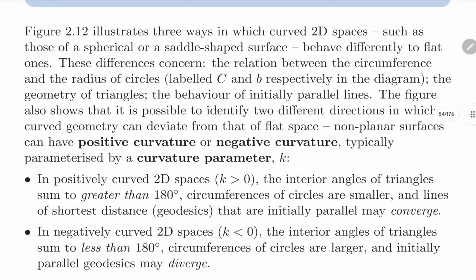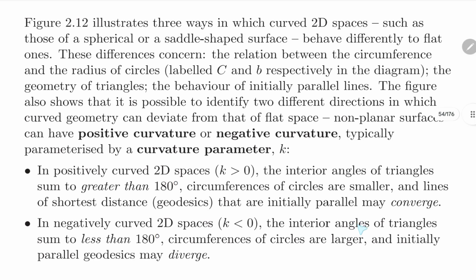Figure 2.12 illustrates three ways in which curved 2D spaces, such as those of spherical or saddle-shaped surfaces, behave differently to flat ones. These differences concern the relation between the circumference and the radius of a circle, labeled C and b respectively in the diagram, the geometry of triangles, and the behavior of initially parallel lines. The figure also shows that it is possible to identify two different directions in which curved geometry can deviate from that of a flat surface. Non-planar surfaces can have positive curvature or negative curvature, typically parameterized by a curvature parameter k.